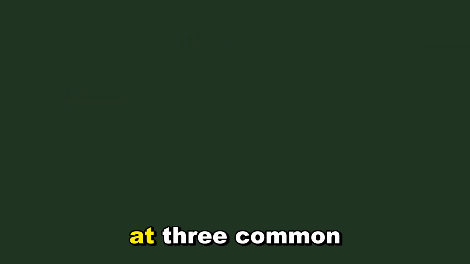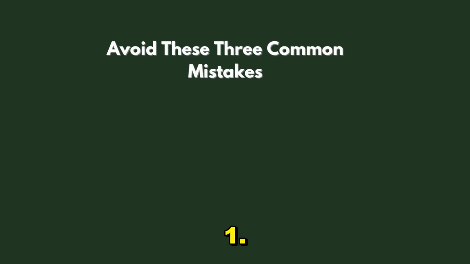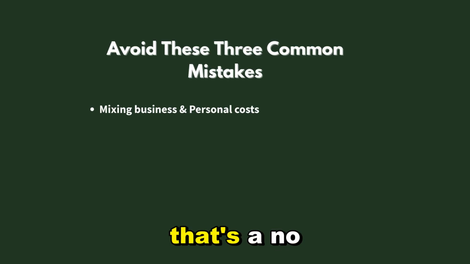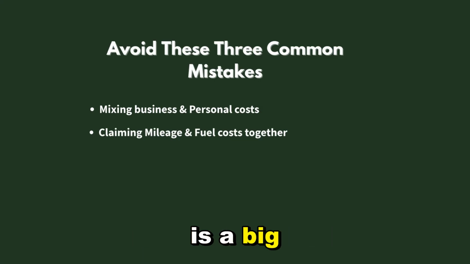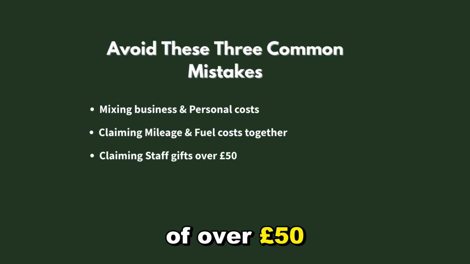Finally, let's look at 3 common mistakes to avoid. 1. Mixing business and personal costs with no clear split. That's a no-no. 2. Claiming mileage and fuel costs together. Where you claim mileage and at the same time you claim your fuel costs, that is not allowed and that is a big error. 3. Claiming staff gifts of over £50 as trivial benefits. That is a no-no and it's a big error.